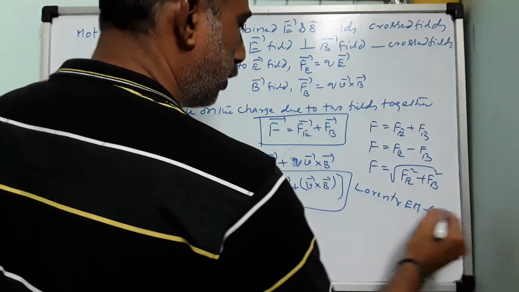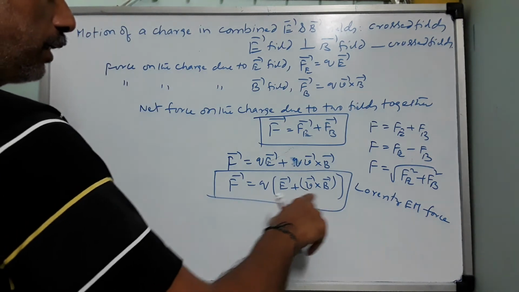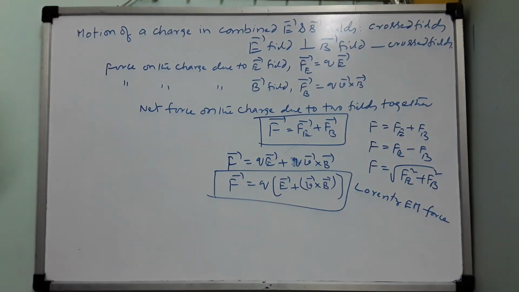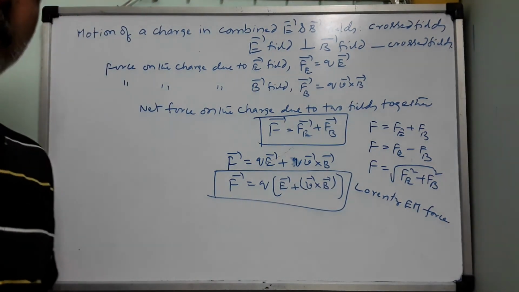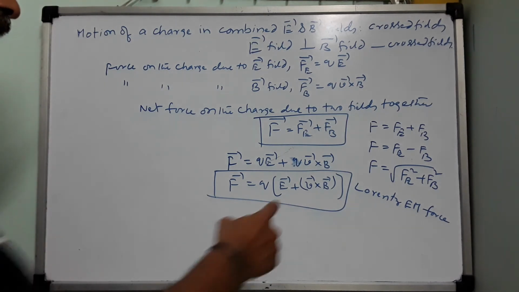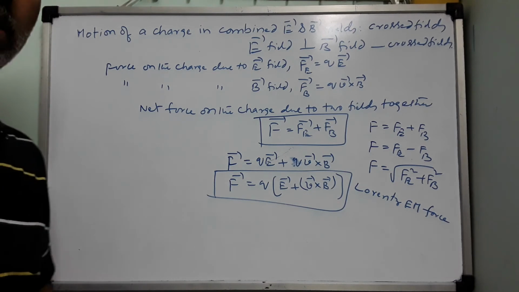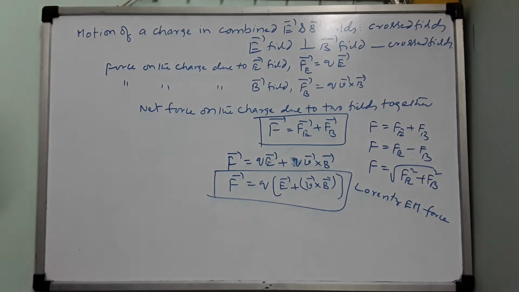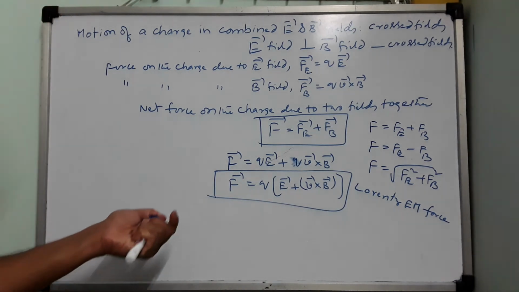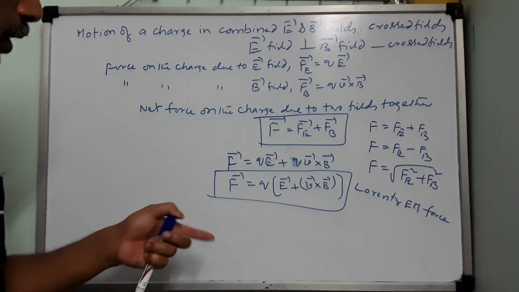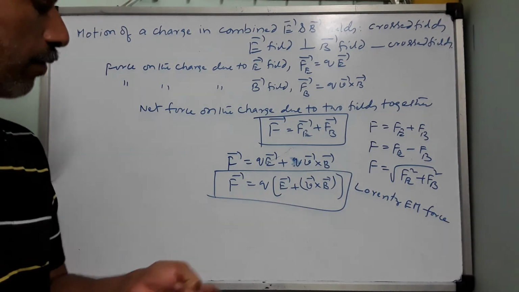Electromagnetic force. If only this part is there, qv cross B, that we call the Lorentz magnetic force. If it is added with the electric force, then we call it the Lorentz electromagnetic force. Okay. Based on this, now we are going to discuss a concept that is called what?